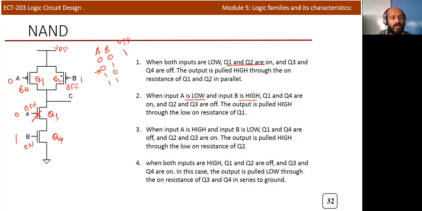Here also this transistor is off, so there is no connection. But here you can see that the transistor Q1 is in the on condition. So there will be a path to the output side, and you'll get a logic high at the output. So output is equal to 1. Now we'll discuss the other case.